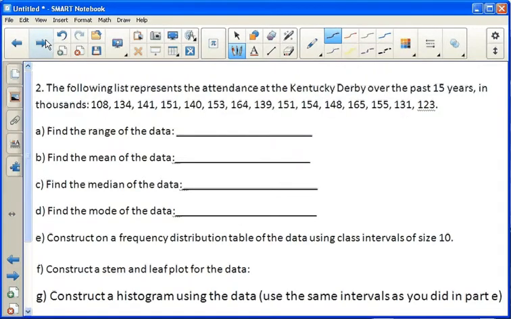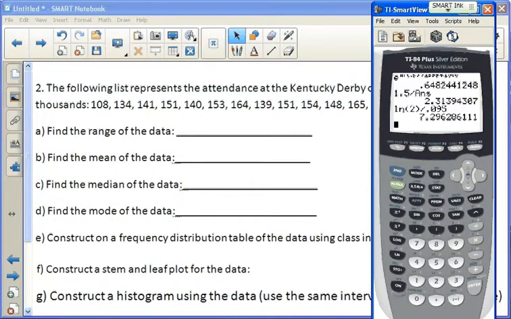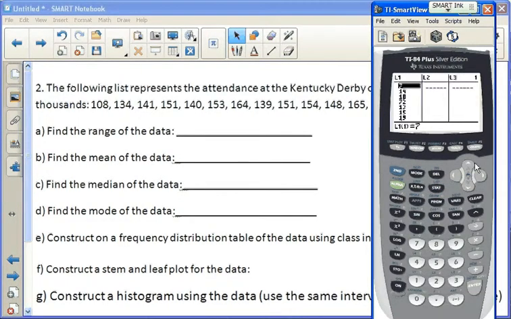Okay, the following list represents the attendance at the Kentucky Derby over the past 15 years in thousands. So we need to find all this information: the range, the mean, the median, and the mode. The easiest way to do this is to use your calculator. So I'm going to go to Stat and plug all these in. Remember, if you want to clear out your table, you go up and hit Clear and then Enter. Don't delete. Then you can plug in your data.